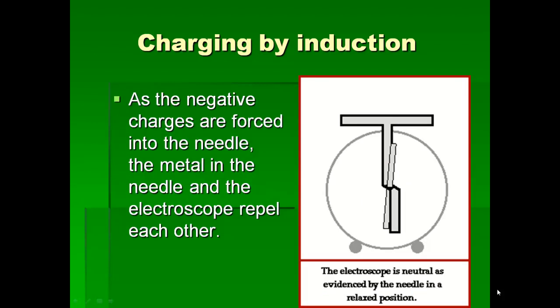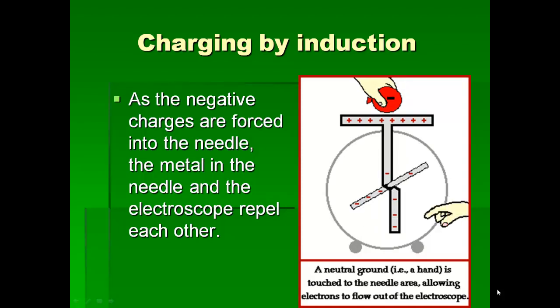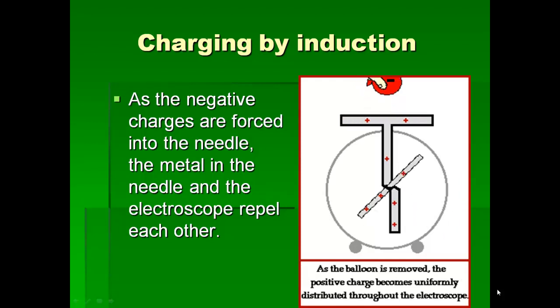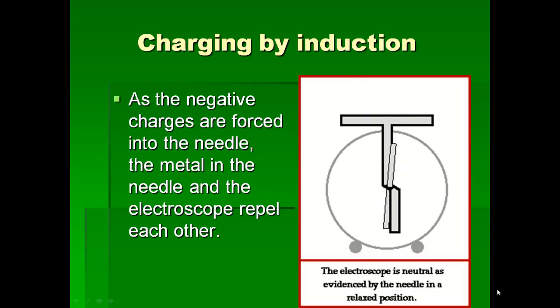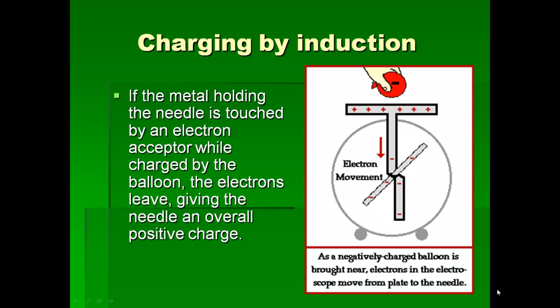What we're going to do is bring the negatively charged balloon near the electroscope. As we do that, the electrons in the electroscope want to move as far away from that balloon as possible. Now that by itself doesn't charge our object because it still has the same number of protons and electrons it had before. But if you'll notice at the very end of the presentation, the electrons will leave the electroscope if presented with a way to leave.